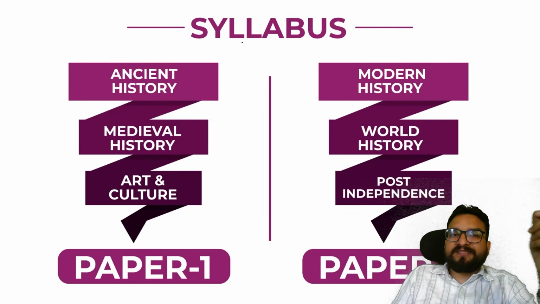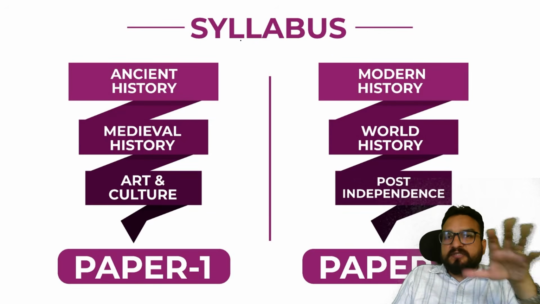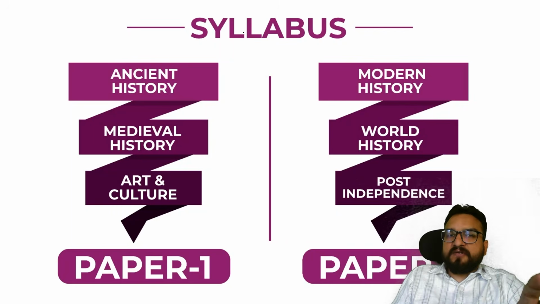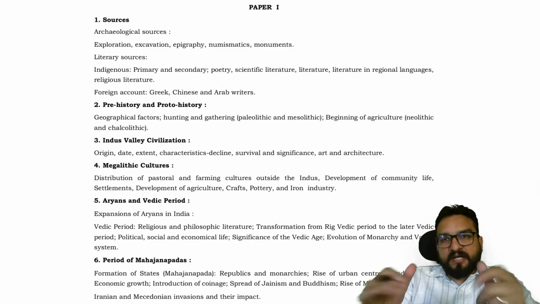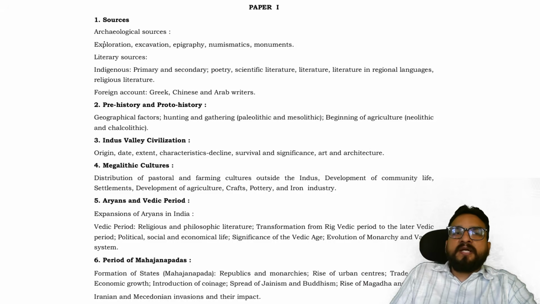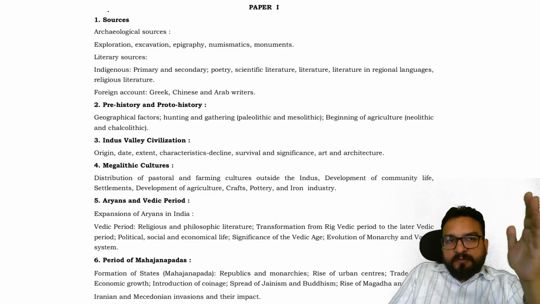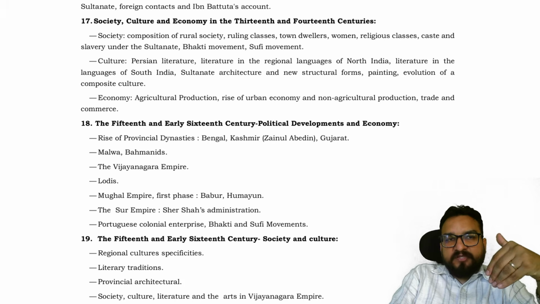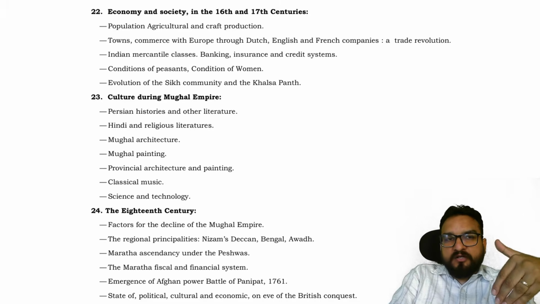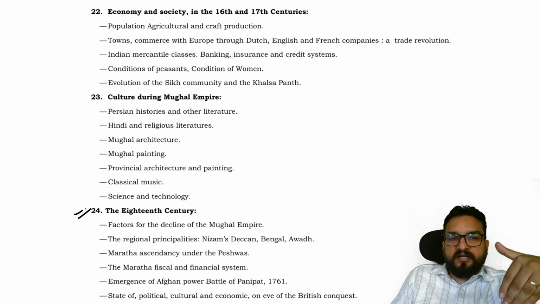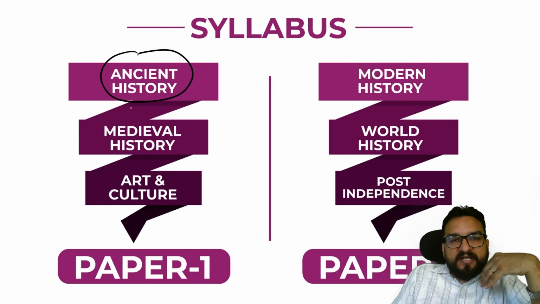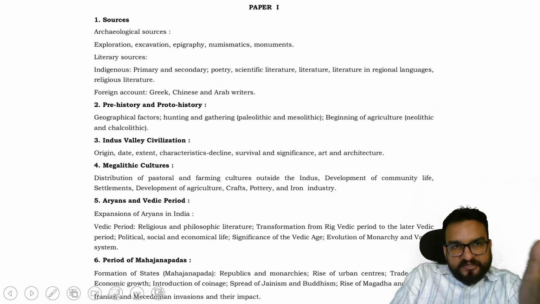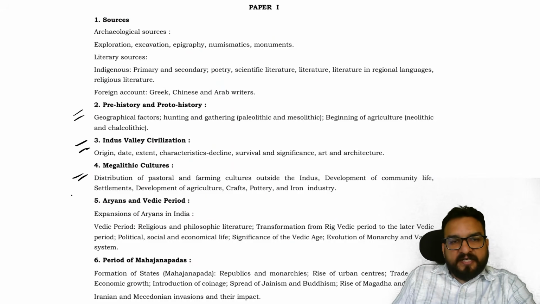Now let us discuss the syllabus of history optional, right? You will find it written like this in the official notification, in a clear-cut manner. There will be topics for paper 1, like this. Overall 21 or 24 topics you are going to find for paper 1, divided between ancient history and medieval history. It starts from sources, prehistory, Indus Valley, megalithic, Aryans.